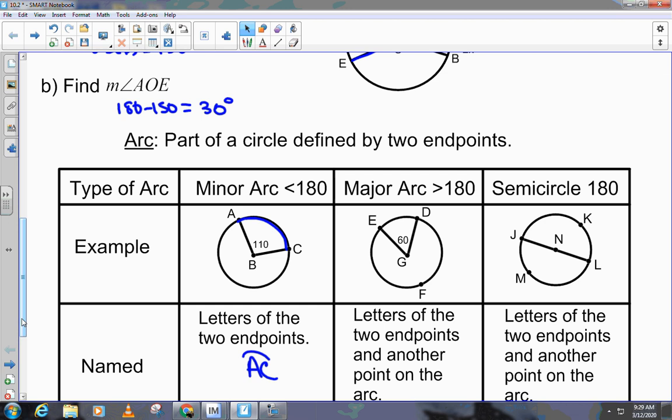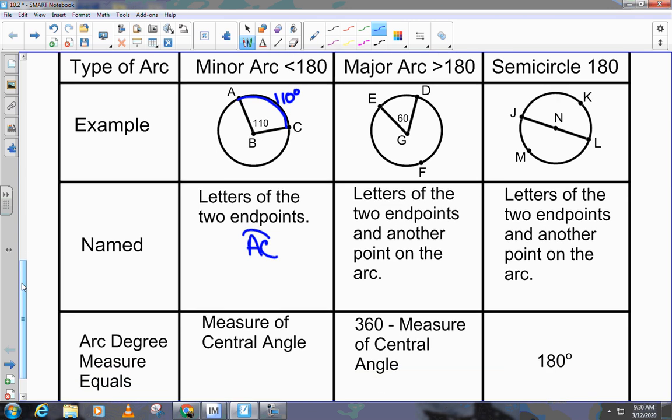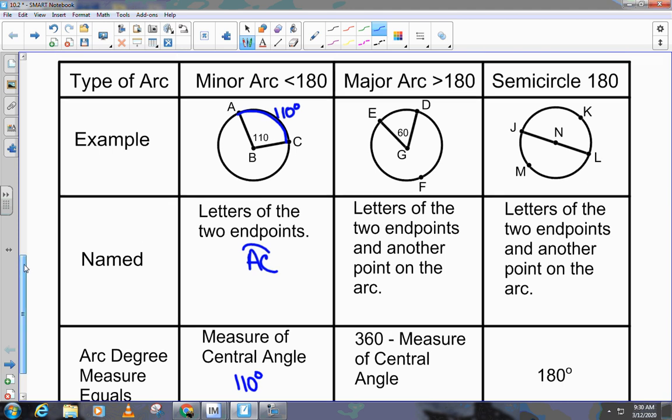So this right here is arc AC. Now, the measure of an arc is always equal to the measure of the central angle. So if the central angle is 110, the arc is going to measure 110. Okay, so the measure of the arc is equal to the measure of the central angle, and your arcs again are measured in degrees. Okay, now that's a minor arc, less than 180.